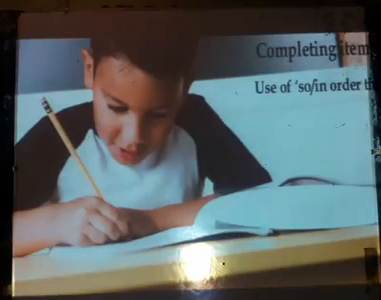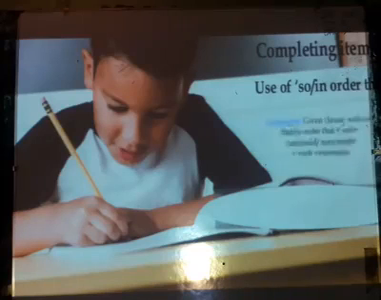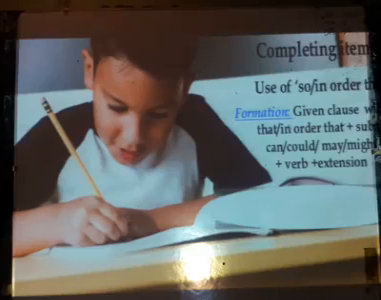Next one, completing item 4, use of so that or in order that. Okay. Formation: given sentence plus so that or in order that, then you have to use subject, then can or may for present tense, could or might for past tense, plus verb 1 plus extension. Okay.